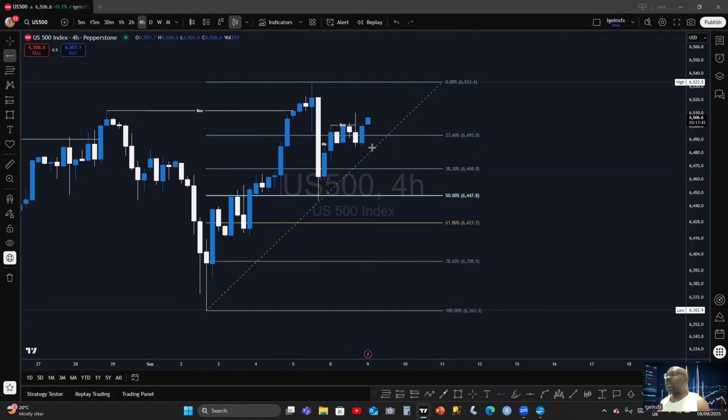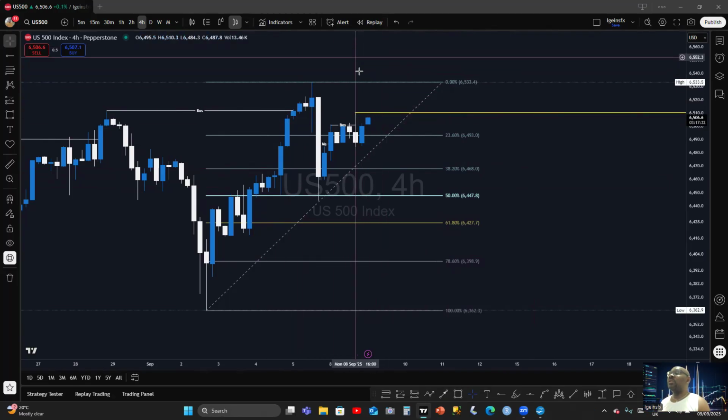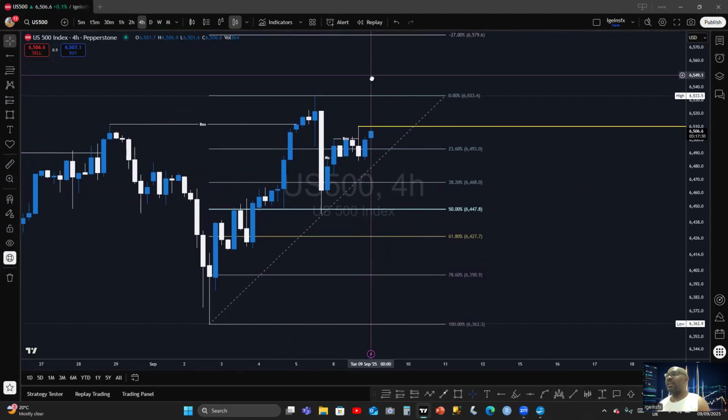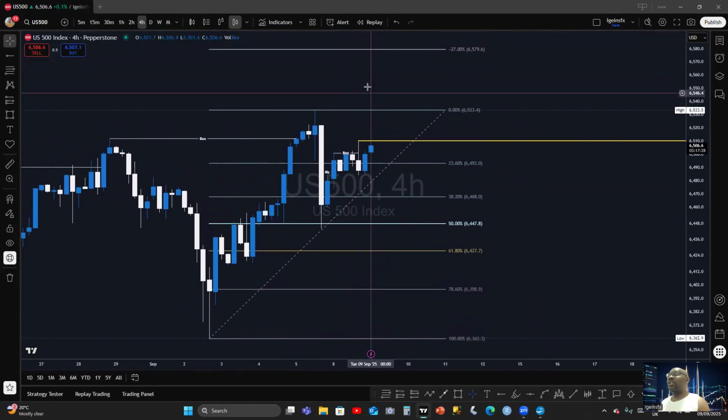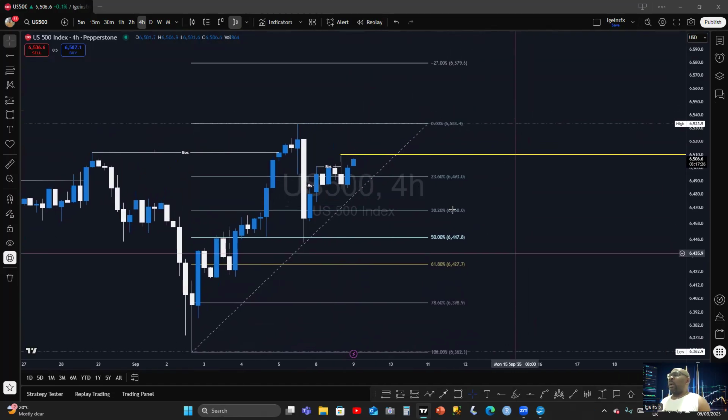Once price breaks this level, be rest assured that it's going to create this push, and it's going to give us another high. It's going to give us another price.